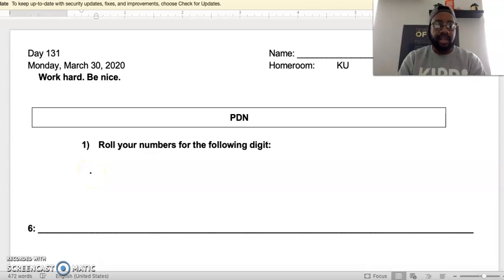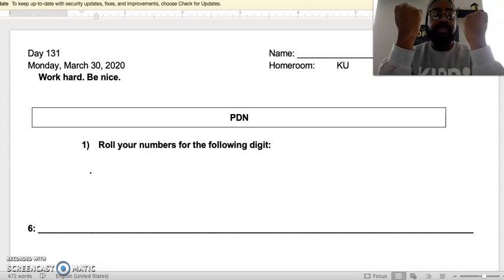For our PDN, we are going to be rolling our sixes. We roll our sixes to the tune of Twinkle, Twinkle, Little Star. So, dukes up, get those hands ready.